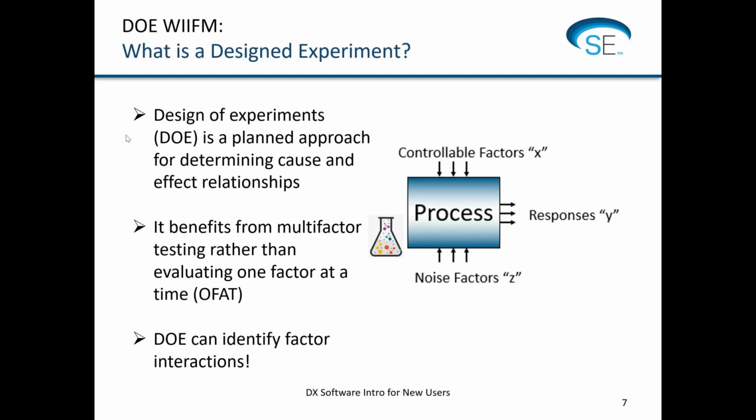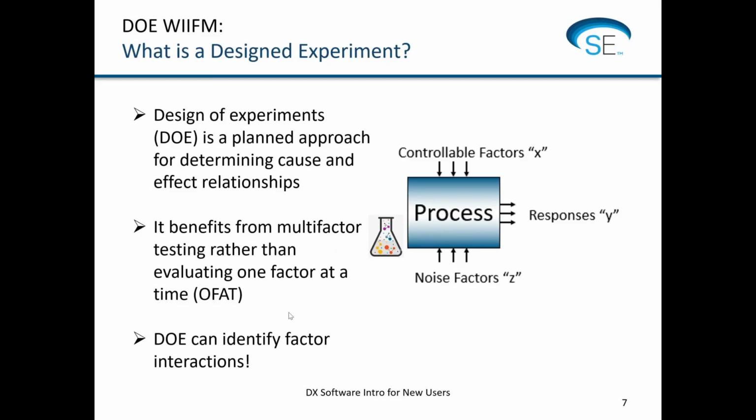So a designed experiment then is a planned approach for determining cause and effect relationships, right? It's not just a happenstance collection of data. It is a very purposeful choice of data points that we're going to run. And this has been driven by mathematicians going back a century now, starting with Sir Ronald Fisher, who had these clever ideas for how to use mathematical principles to sort out what experiments should be run in order to come up with the answers that we're looking for, establish the relationships.